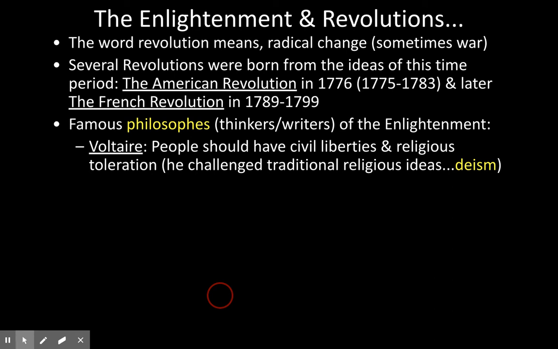religious tolerance. Now, England had its own troubles. Remember Bloody Mary, and all of the English Civil War was very steeped in religious conflict. But by the time of Voltaire, England was definitely stable, way more stable than it had been before, and moving forward in that tolerance scale. He believed that people should have civil liberties and religious tolerance. And he challenged traditional religious ideas.